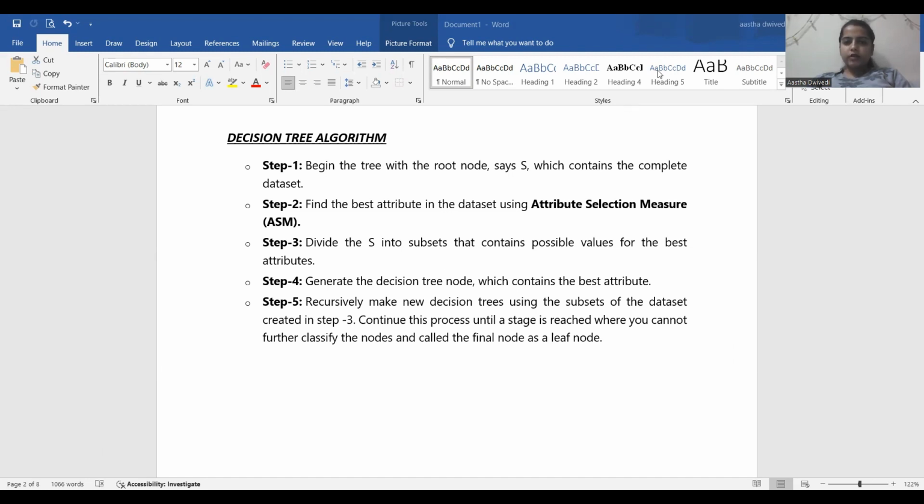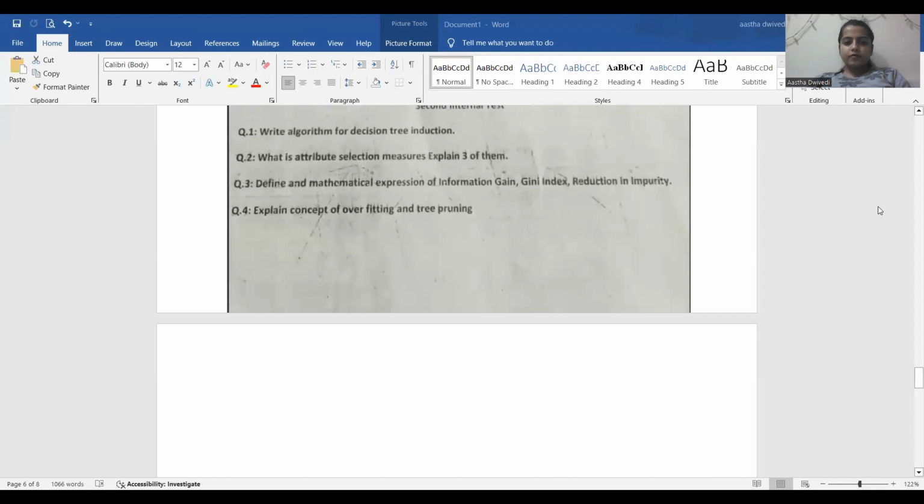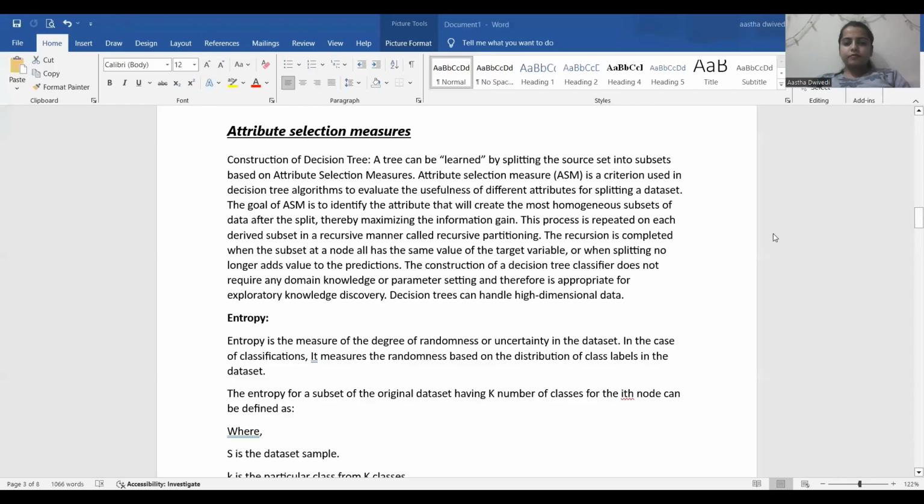Now, next question. The next question is, what are attribute selection measures? Explain three of them. So, attribute selection measures.